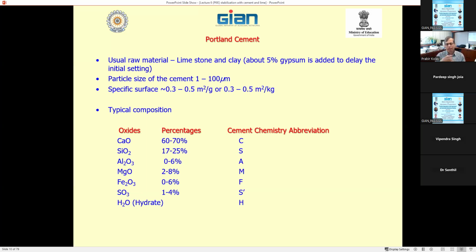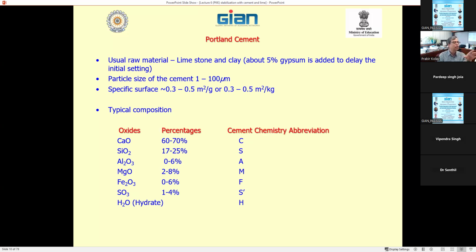For concrete, people use different other retarders, but for the soil, it's already there, the gypsum. So the surface area is higher, and more surface area means it is more reactive. The typical composition of cement: you see the calcium is the one that binds together, calcium oxide, 60 to 75%, 60 to 70%. Then silica is 17 to 25%. Alumina is 0 to 6%. So silica, alumina, iron, manganese, magnesium, sulfur, these are the few things.